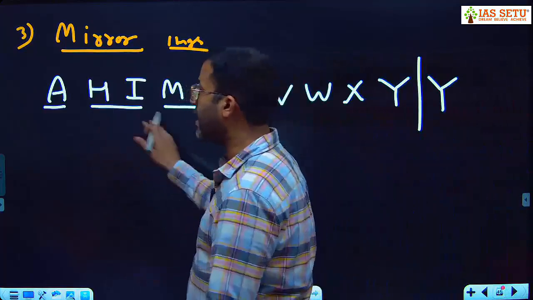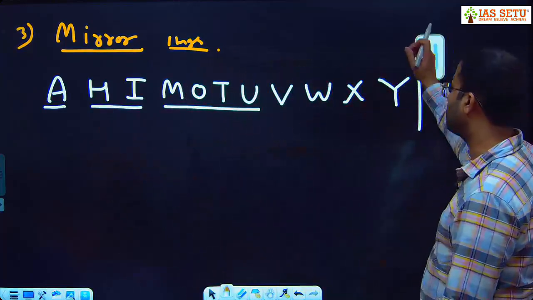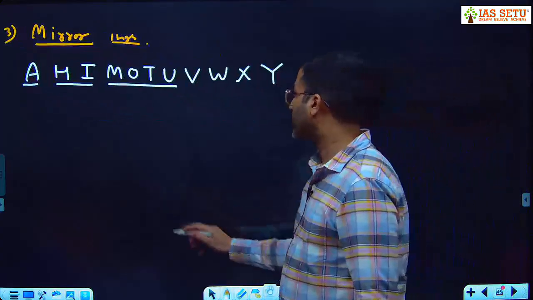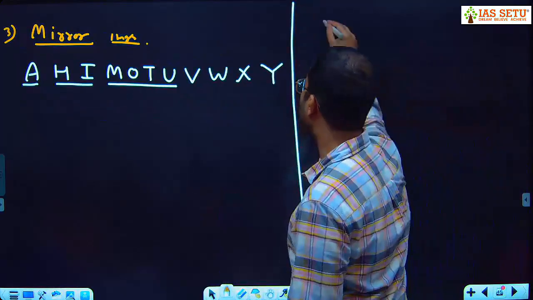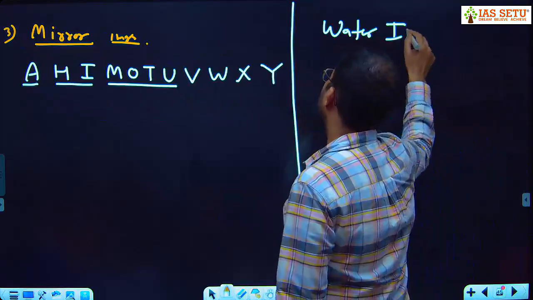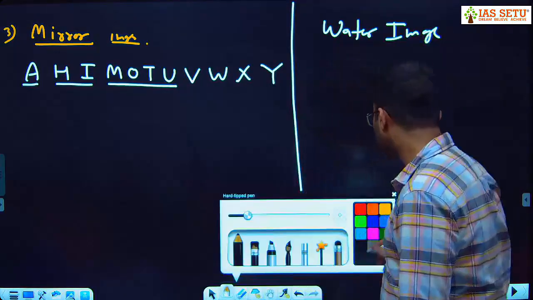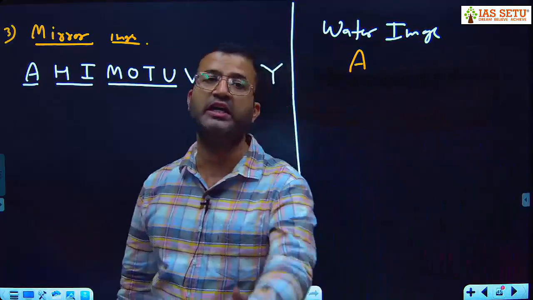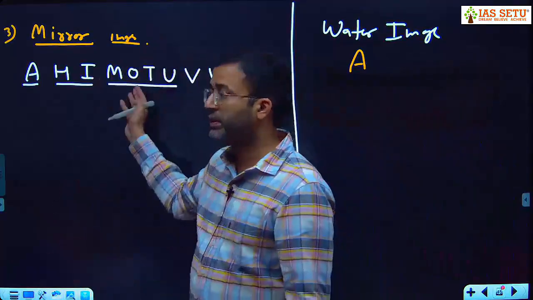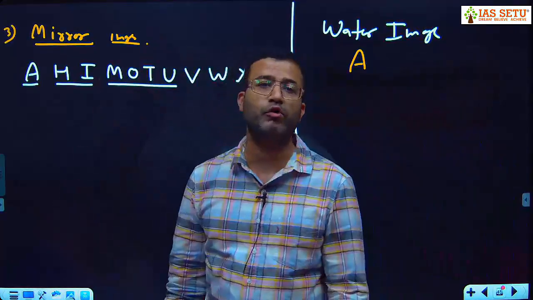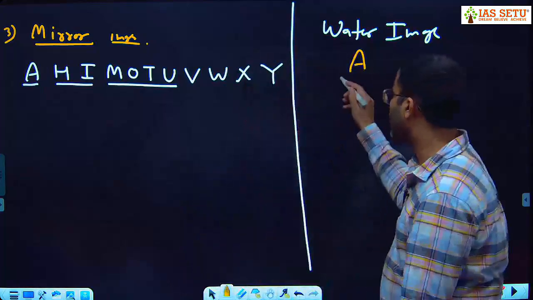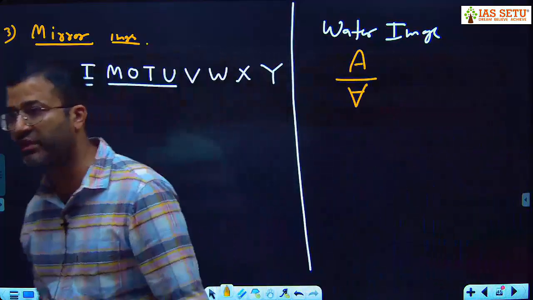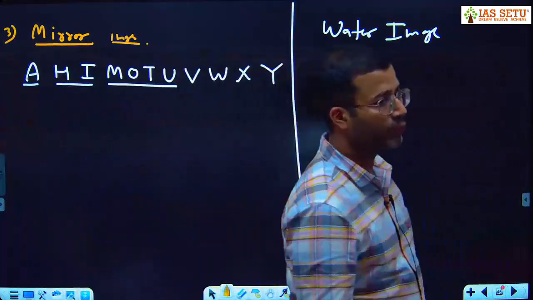So here are the capital letters that have exactly the same mirror images: A, H, I, M, O, T, U, V, W, X, Y. Now, water image. If you see A in water, by water image what do we mean? The image in river water or lake water. This vertical appearance is called mirror image, and horizontal appearance is called water image. In water, how does A appear? A appears like this. So A does not have the same water image. A has the same mirror image, whereas A does not have the same water image.